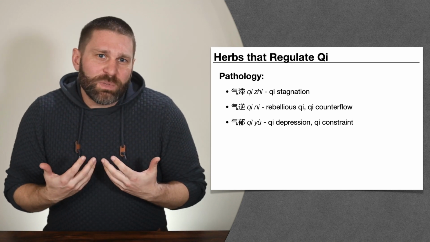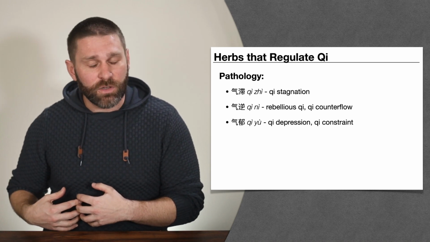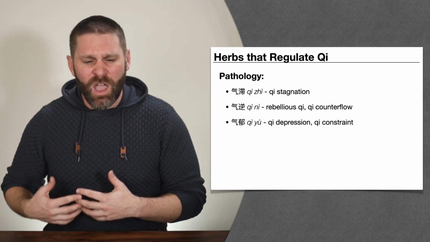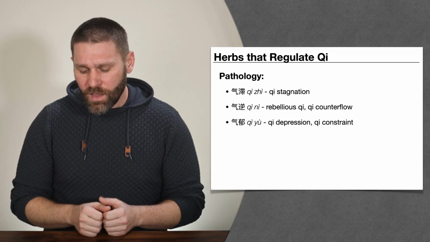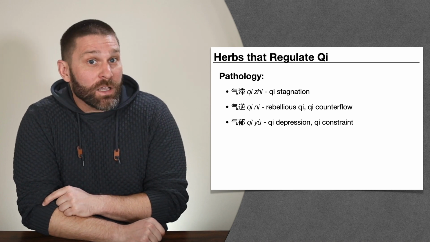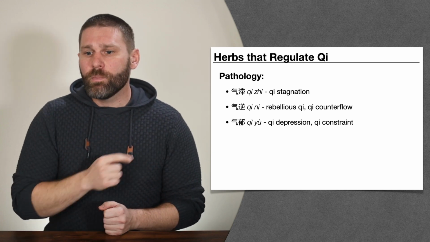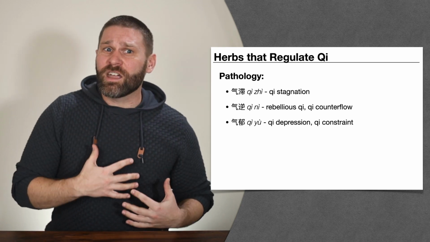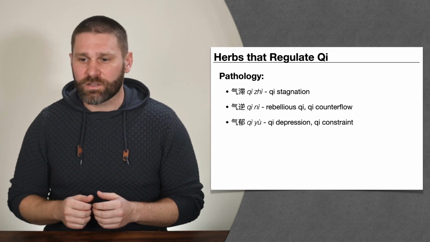And this is just referring to a specific type of stagnation that's due to the liver failing in its function of free coursing, or failing in its function of dredging and draining the channels. So this is a type of qi stagnation that's a little bit more systemic, or all over the body. If I had elbow pain, for example, I might say that there's qi stagnation in the yang ming channel, and that would be qi zhi, or qi stagnation. But when you say qi yu, we're really talking more like the qi of the entire body becomes sluggish, and that's due to the liver not doing its job.